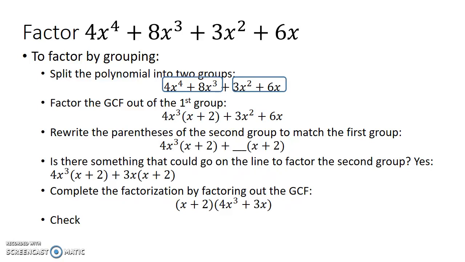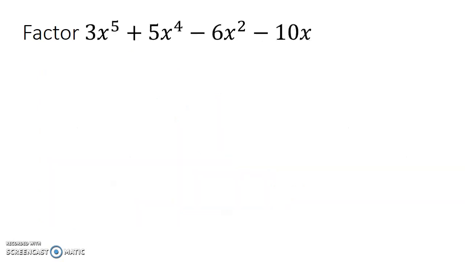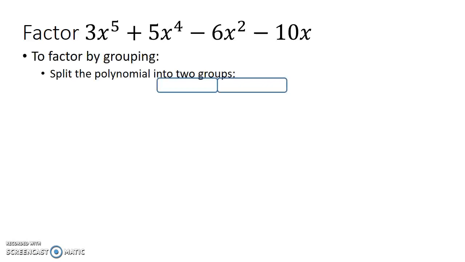Let's look at a little bit more complicated example. Let's factor 3x to the fifth plus 5x to the fourth minus 6x squared minus 10x. Again, the first step is to split the polynomial into two groups. In this case, our two groups are 3x to the fifth plus 5x to the fourth, and then, because of the negative signs, it's easier to consider that all as my second group: negative 6x squared minus 10x.